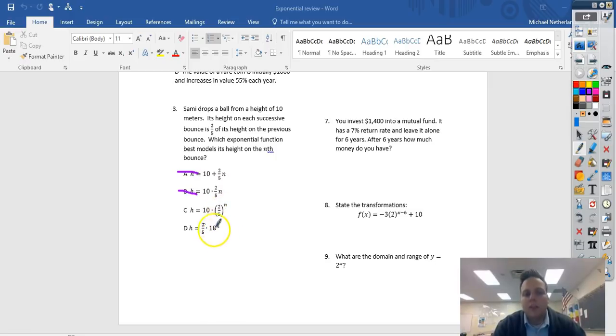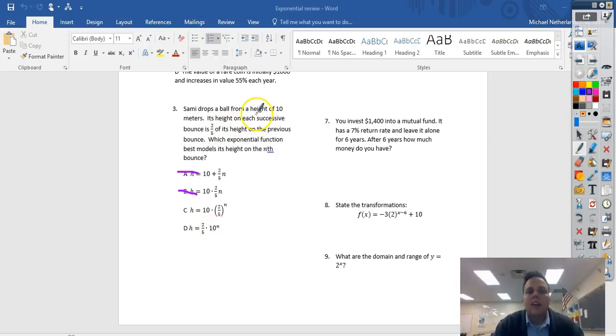So now let's talk about the difference. This one says 10 times 2/5 raised to the n. This one says 2/5 times 10 raised to the n. So this one is saying I'm changing 2/5. So one time it's 2/5 to the first power, then it's 2/5 to the second power, then it's 2/5 to the third power. This one is doing that with 10. 10 to the first, 10 to the second, 10 to the third.